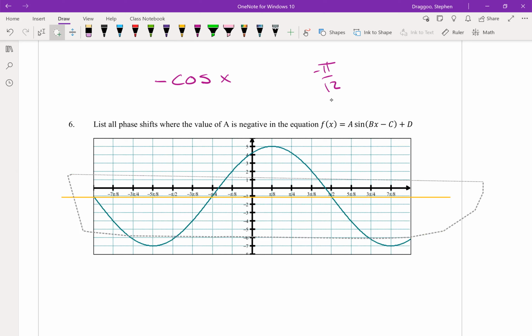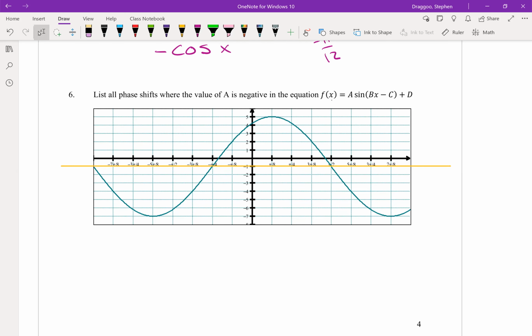And it looks like it's this yellow line here. So if I want the options where A is going to be negative, I need all the points that intersect this yellow line and immediately start moving down. So those options are that point and that point. Those are the two that would come out to a negative sine function.